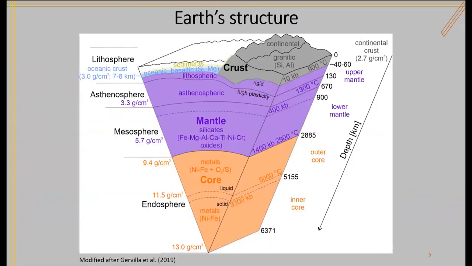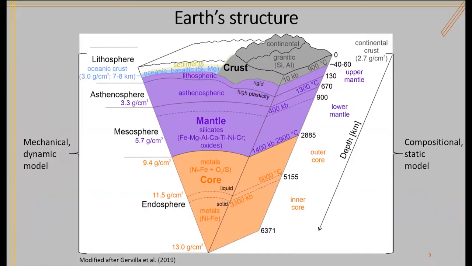Much more thrilling than the structure of a PhD or the structure of this presentation is the structure of the Earth, which can be described by a dynamic model that would use the mechanical behavior of Earth's materials to subdivide it into the rigid lithosphere, the asthenosphere with higher plasticity, and so on. But we can also use a compositional static model that would use the composition of samples from either the crust or maybe the upper mantle, but it would also use seismic surveys, wave velocities to subdivide the Earth into the crust, the upper mantle, lower mantle, and so on. I've become a man of the crust here at Curtin, so this is what I'm interested in.